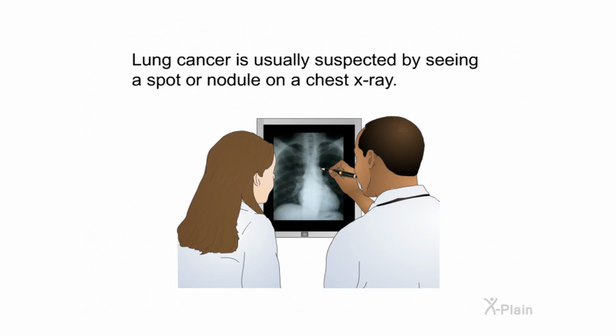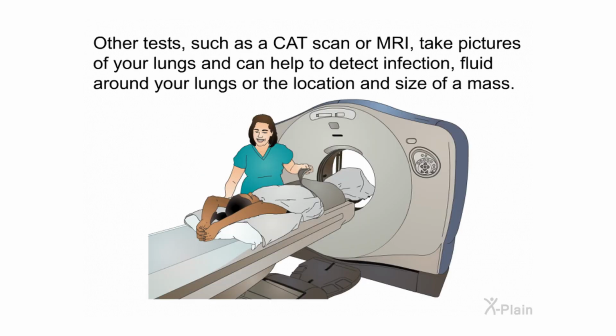Diagnosis. Lung cancer is usually suspected by seeing a spot or nodule on a chest X-ray. Other tests, such as a CAT scan or MRI, take pictures of your lungs and can help to detect infection, fluid around your lungs, or the location and size of a mass.